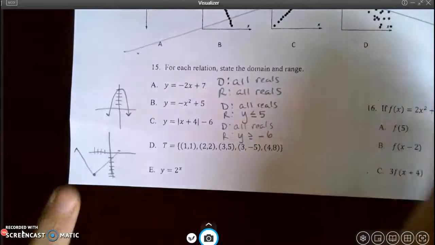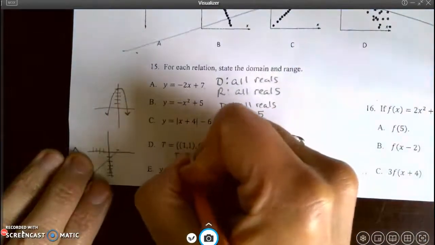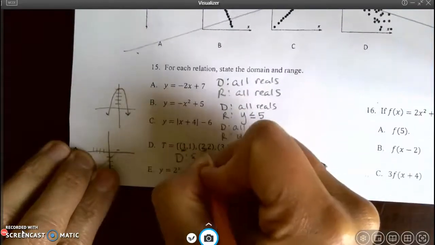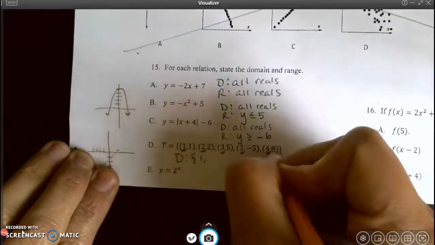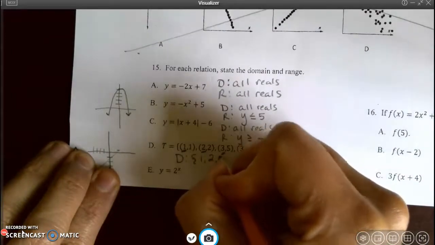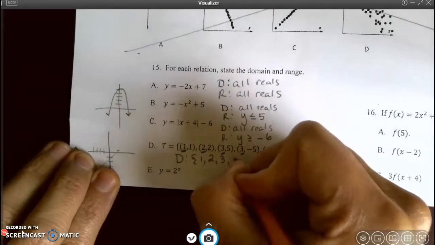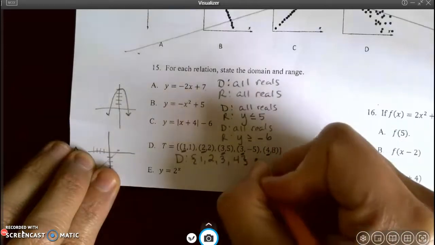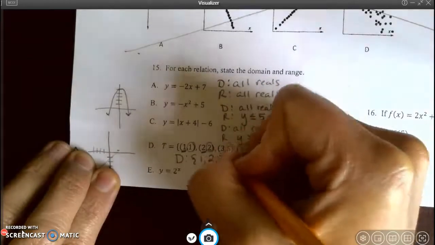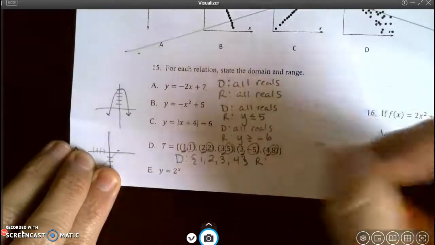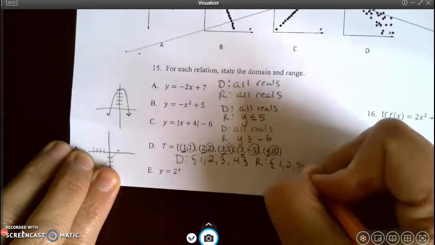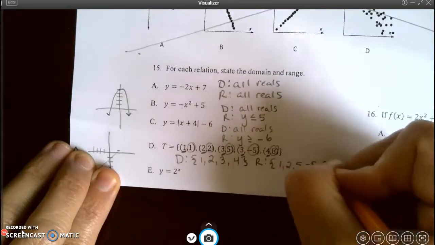For letter D, my domain is simply 1. I'm going to just underline all my x values. I don't need to write the 3 more than once. And 4, those are my x values. And then my range or my y values, I'll circle my y values. And then I'll list those. 1, 2, 5, -5, and 8.